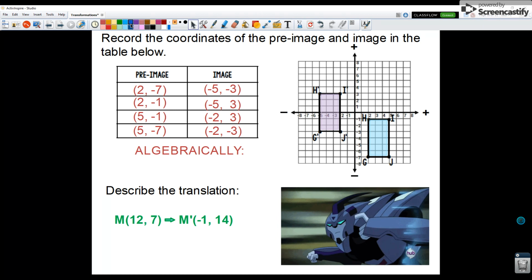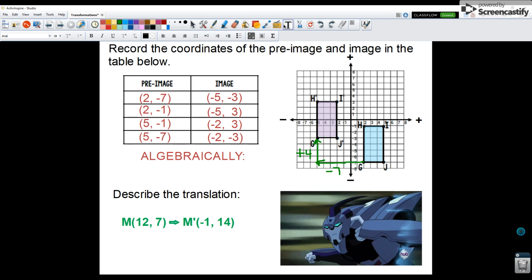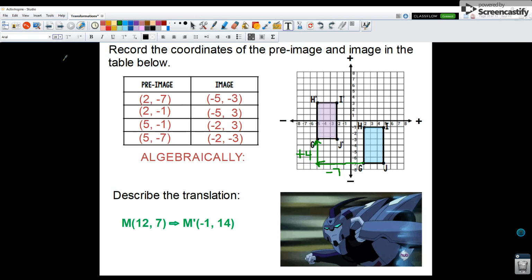So what occurred here algebraically? Well, let's look. G went 1, 2, 3, 4, 5, 6, 7 units left. Since it went left, it's negative, so we'll say that is a -7. Then it went 1, 2, 3, 4 units up. And because it's going up, we can see that that is in the positive direction, so it moved a +4 units.